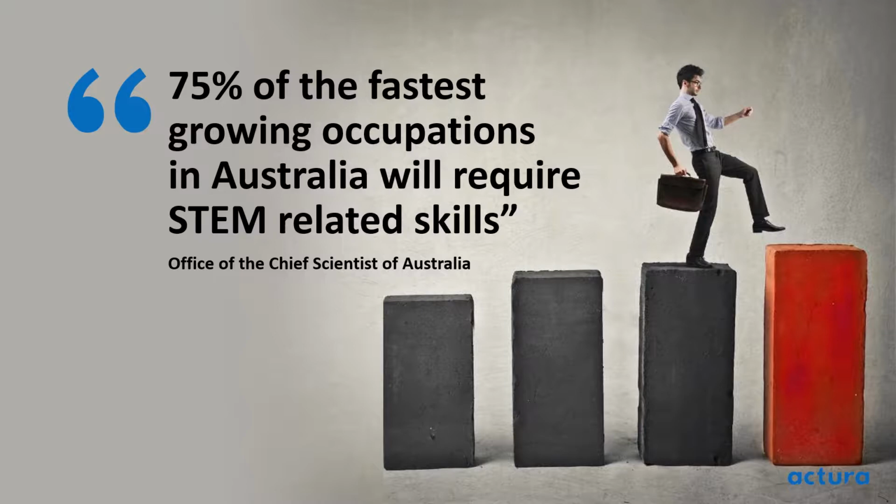We all know how important STEM skills are to the development of students, but it's how important they are which can surprise some people. According to the Office of the Chief Scientist of Australia, 75% of the fastest growing occupations in Australia will require STEM-related skills. Couple this with the fact that on average, a person will have 5 to 7 career changes in their lifetime, means that having some STEM-related skills will be more important than ever before.